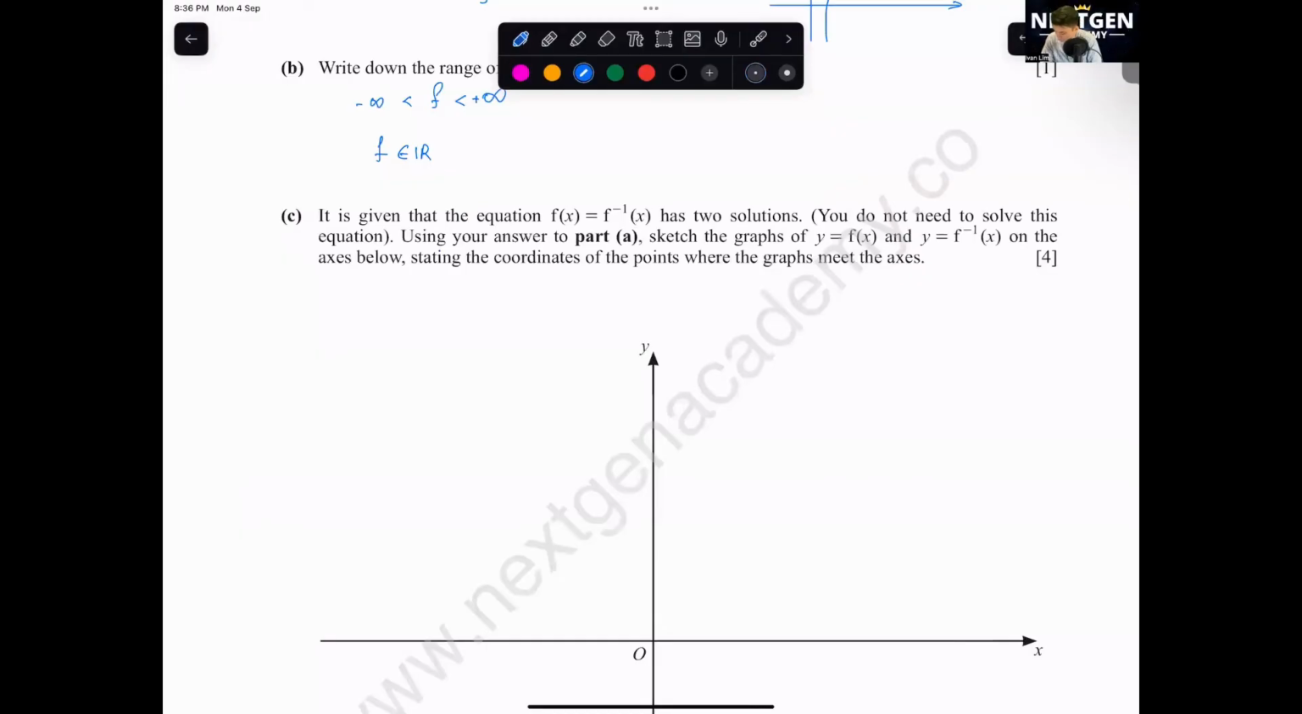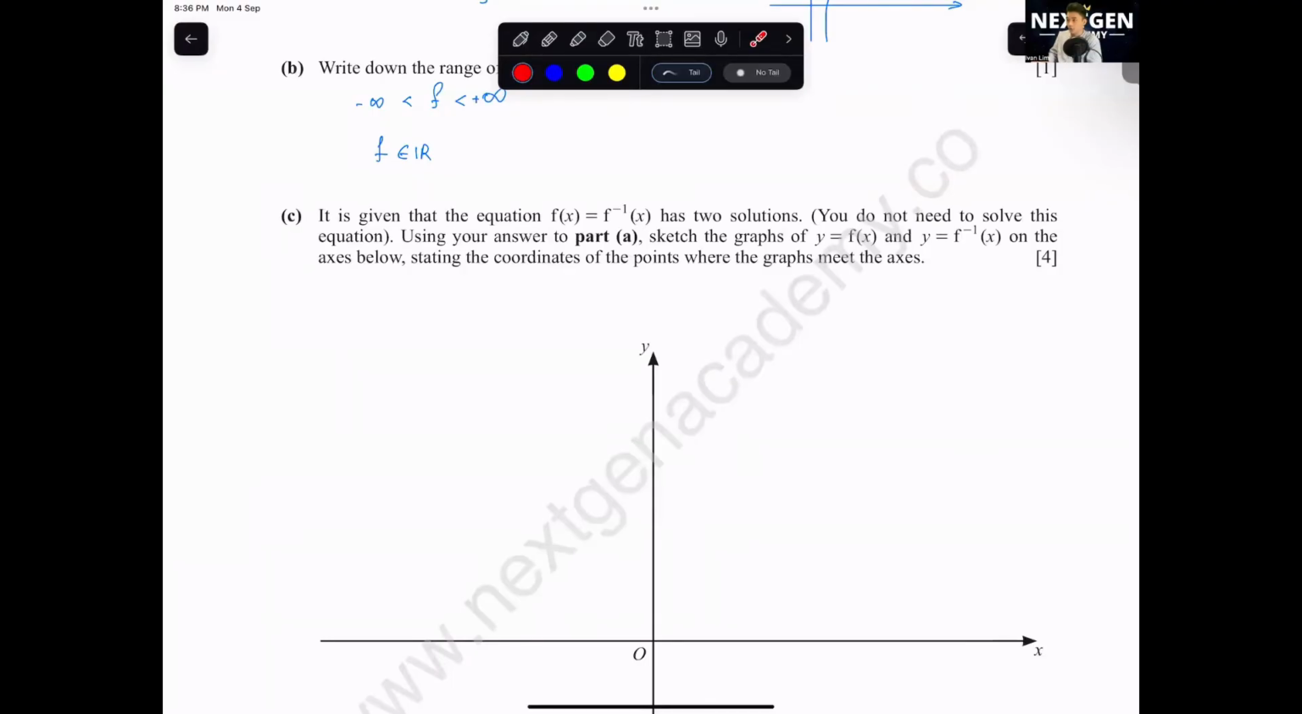Now we want to draw. They say it is given that the equation f(x) equals f inverse of x has 2 solutions. That means if I draw an ln graph and an exponential graph, they will intersect 2 times. They say you do not need to solve this equation. Using your answer to part A, sketch the graph of y equals f(x) and y equals f inverse of x on the axes below, stating the coordinates where the graph meets the axes.